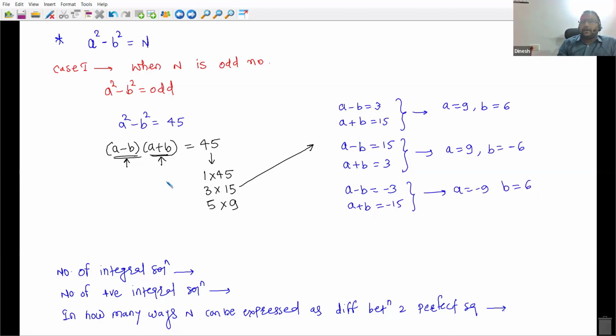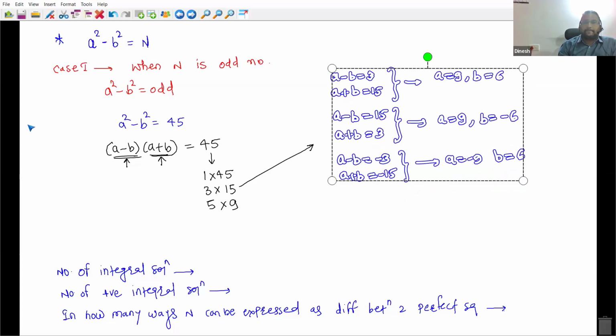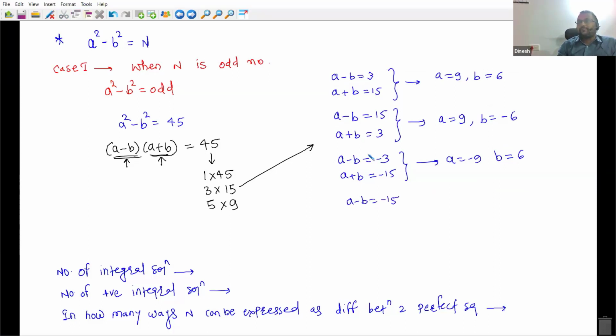Everyone, one more possibility is there: the first bracket a minus b is equal to minus 15. This calculation you are not supposed to do at the time of the exam. I'm just showing you how we get the solutions. So a minus b is equal to minus 15 and a plus b is equal to minus 3. If we solve this, we will get 2a is equal to minus 18, a is equal to minus 9, and b is equal to, let me check this, hold on.